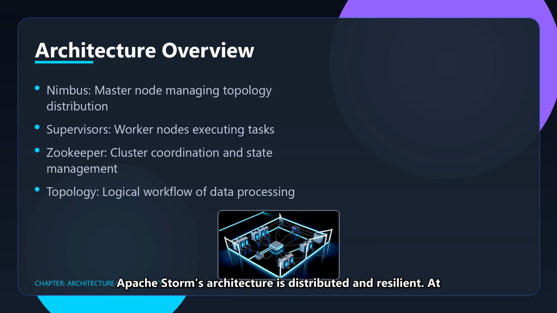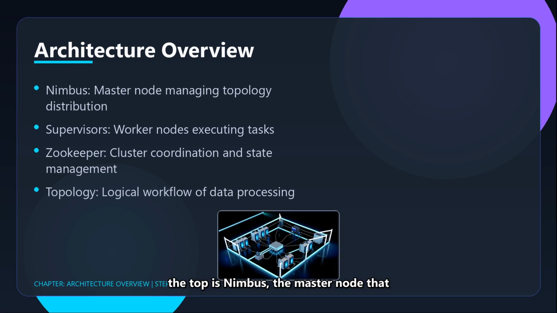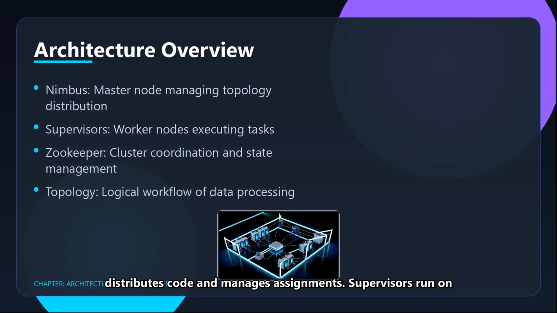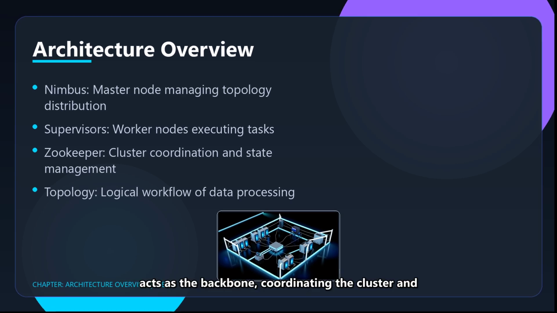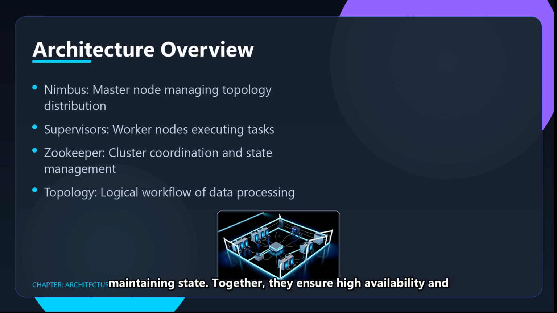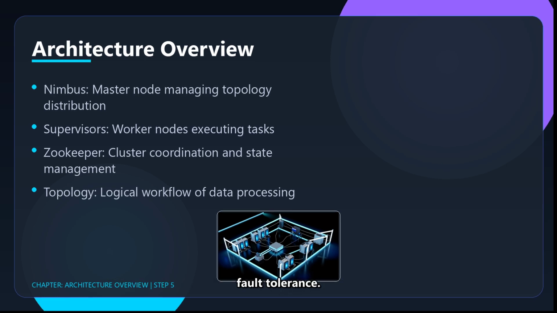Apache Storm's architecture is distributed and resilient. At the top is Nimbus, the master node that distributes code and manages assignments. Supervisors run on worker nodes and execute the assigned tasks. Zookeeper acts as the backbone, coordinating the cluster and maintaining state. Together, they ensure high availability and fault tolerance.